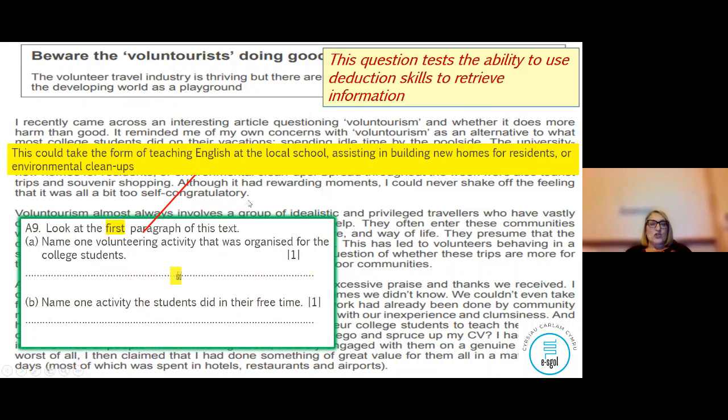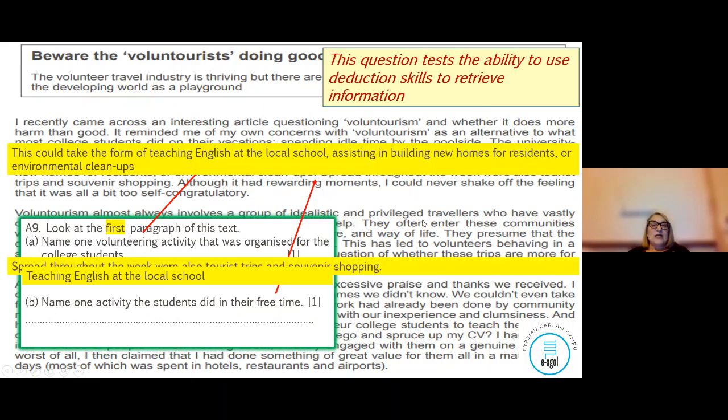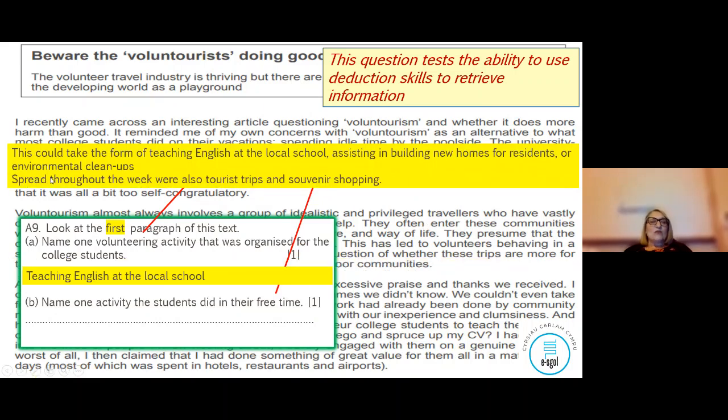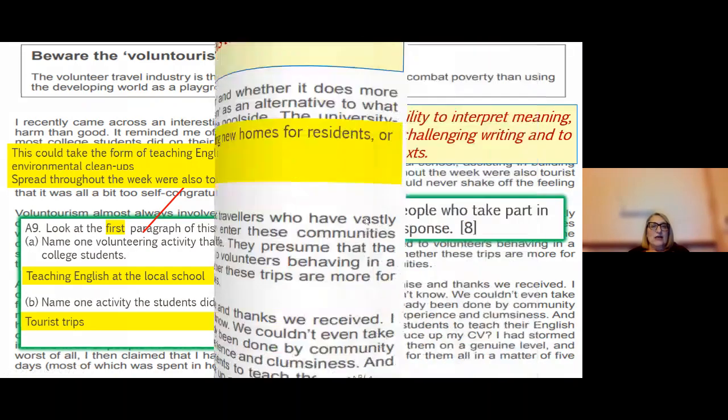So those are the things that they could do. So you only have to pick one of those. Obviously, it's got 3 different alternatives in there, but you only have to pick one. It's only 1 mark. And then name 1 activity the students did in their free time. So the one there, spread throughout the week, was also tourist trips and souvenir shopping. So again, that's 1 activity. You could pick either tourist trips or souvenir shopping. So I just picked tourist trips. Okay, so that's our first question on that text.